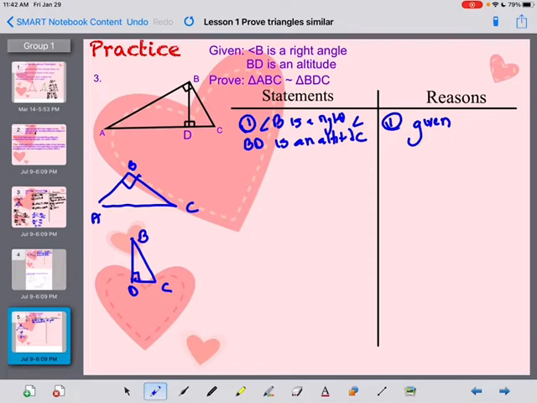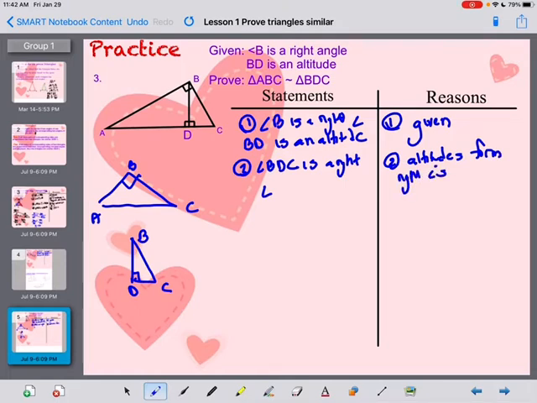All right, so notice that angle B is a right angle. That's the big triangle that has angle B as the right angle. And then they tell me I have an altitude. We know altitudes form right angles, so I know both triangles have a right angle. So that's definitely going to be important. So let's write that. Angle BDC is a right angle. Altitudes form right angles. And we know they're congruent because all right angles are congruent. So that's one pair of angles.